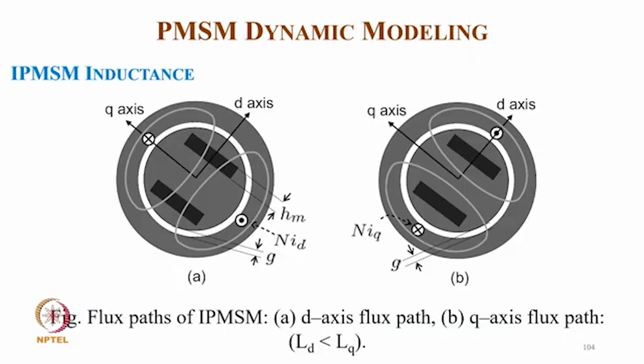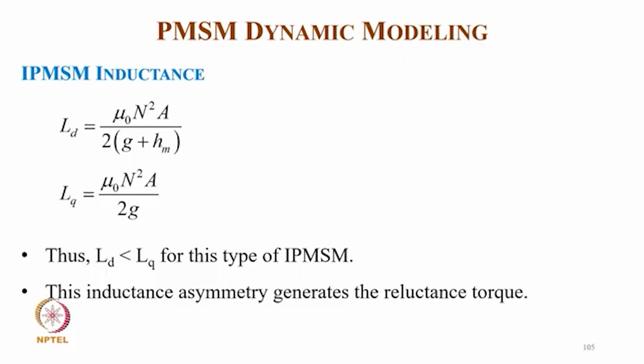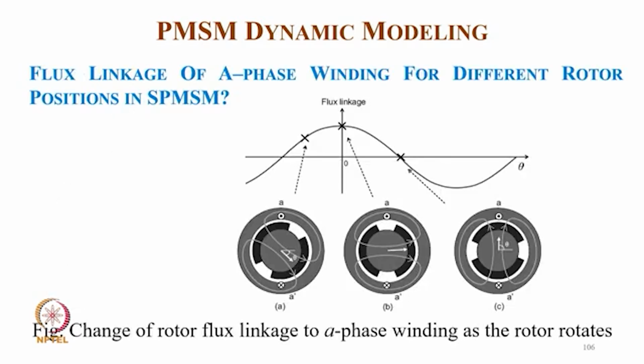So this is typically the case of the flux paths of an interior permanent magnet synchronous motor, the D axis path and Q axis path, where L_D is smaller than L_Q because where the magnets are placed you have more air gap. Magnets also behave like an air gap, especially rare earth magnets like samarium cobalt and neodymium iron boron. So now the inductance is L_D = μ_0 N² A upon 2(g + h_M), and L_Q = μ_0 N² A upon 2g. Thus L_D is much smaller than L_Q for this type of interior buried permanent magnet synchronous motor, and this inductance asymmetry generates the reluctance torque.